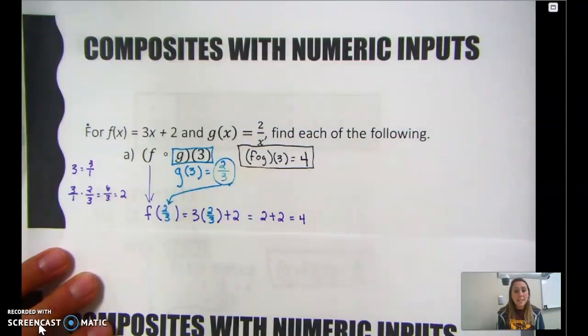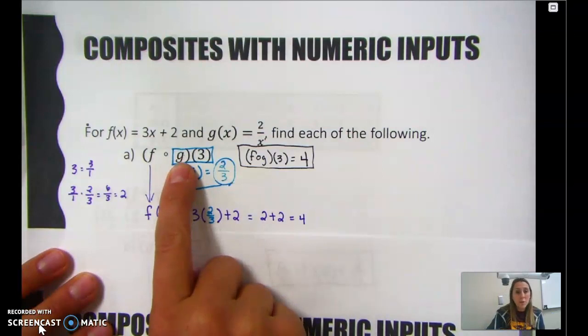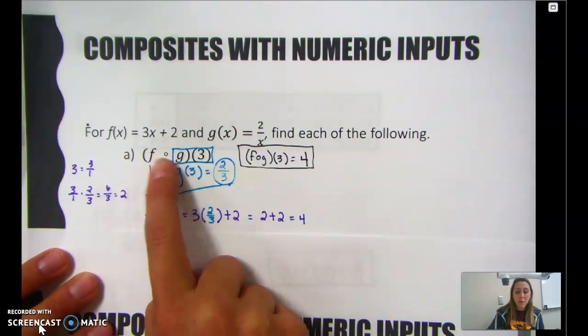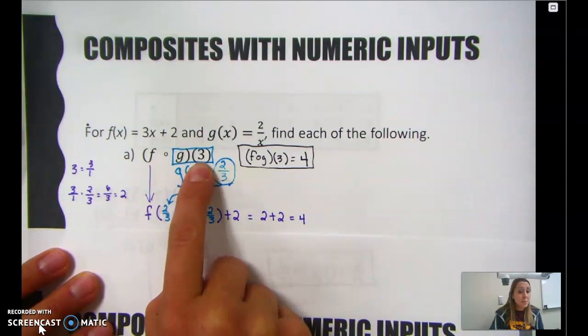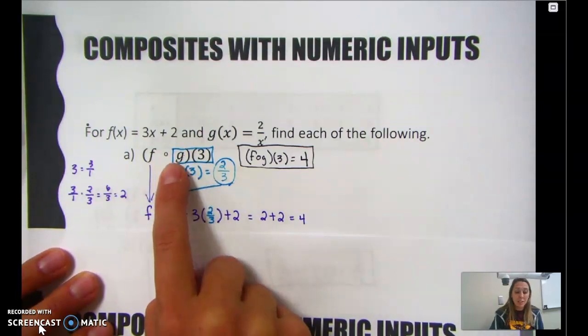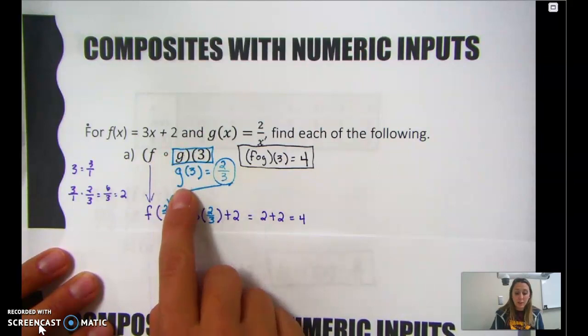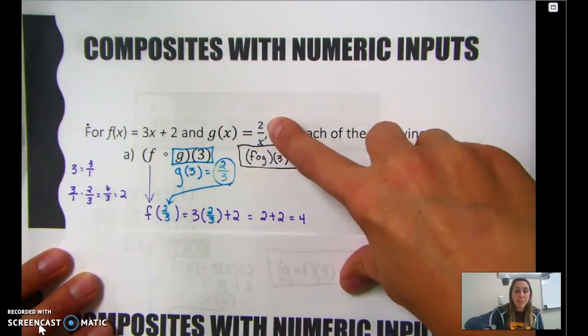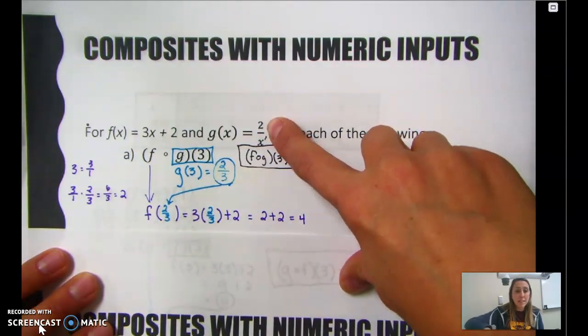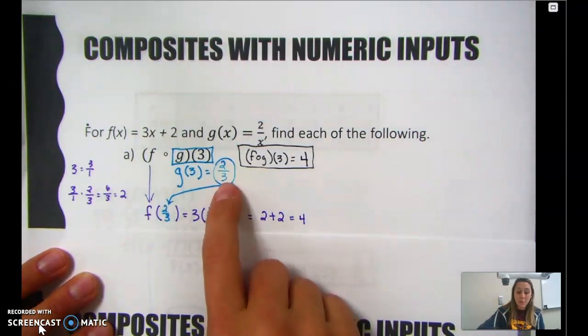Okay, so what I did first is, when I'm doing composites, I always evaluate the function closest to the input. So for this particular problem, it's the g function. So I went ahead and found g of 3. So g of 3 is equal to, well, my g function is 2 over x, and anywhere I see an x, I replace it with a 3 right here. So that's what I did.